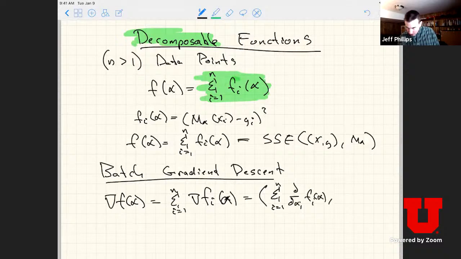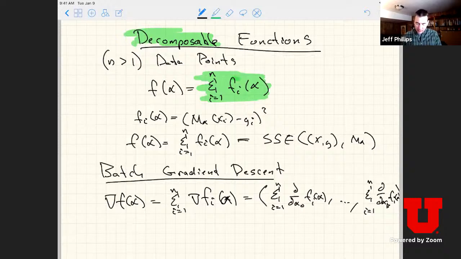And this is for j equals 0 up to k, the partial derivative with respect to alpha_k of f_i of alpha, right? So I can even push this all the way into the partial derivatives here, okay?